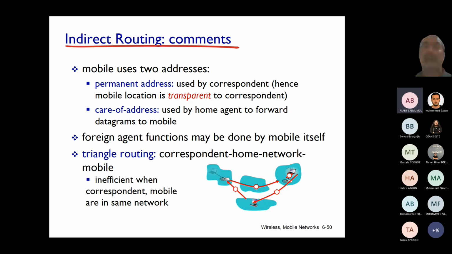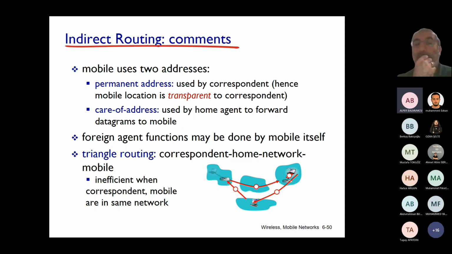So first of all, the mobile device uses two addresses. One of them is the permanent address that is used by the correspondent. So that's why the mobile location is transparent to the correspondent. In this case, your friend or your correspondent doesn't know exactly where your location is. It is always sent to the permanent address. The care of address is used by the home agent to forward the datagrams to the mobile device. Foreign agent functions may be done by mobile itself, okay.